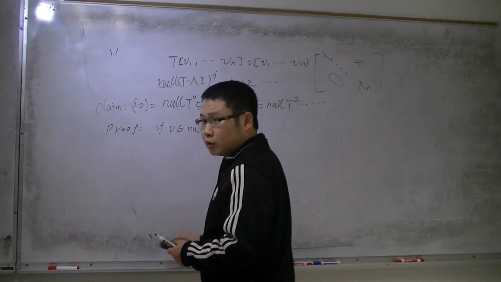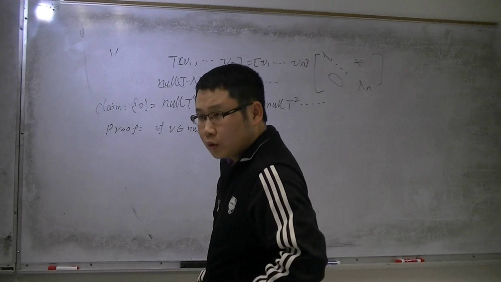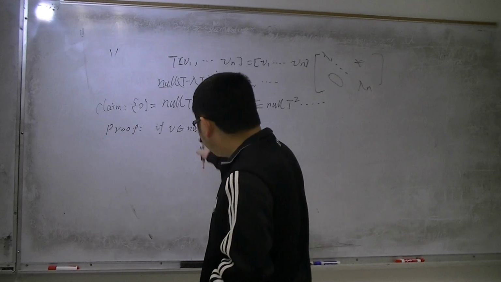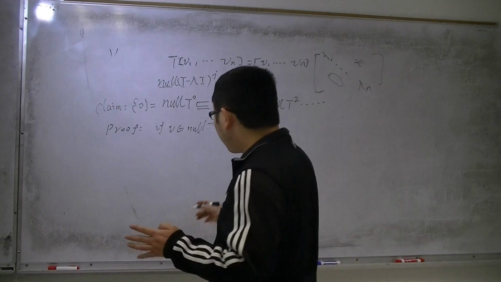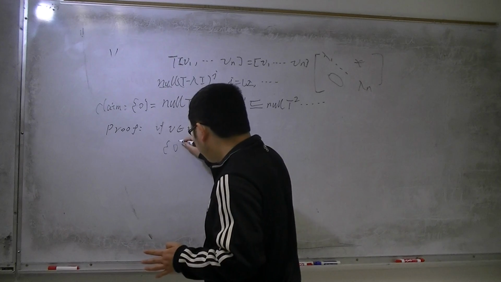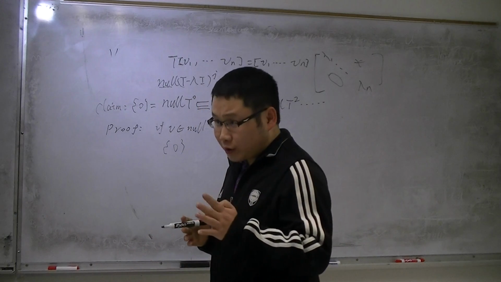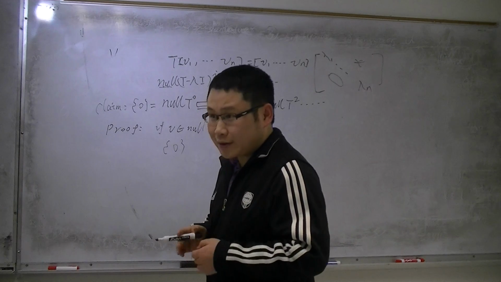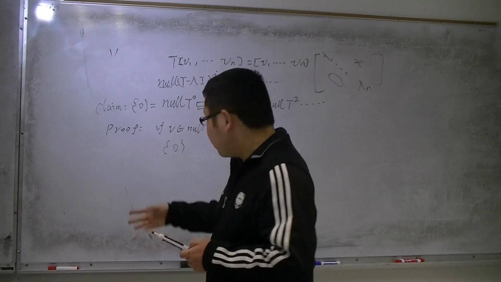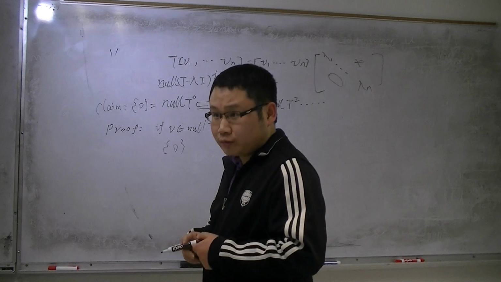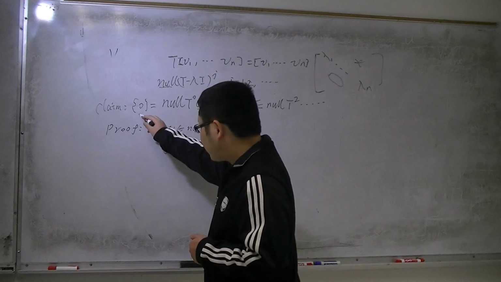I think you didn't prove the case k equal to 0. Oh, that's because the zero space belongs to every vector space, and every vector belongs to that one, because the first space just has 0.